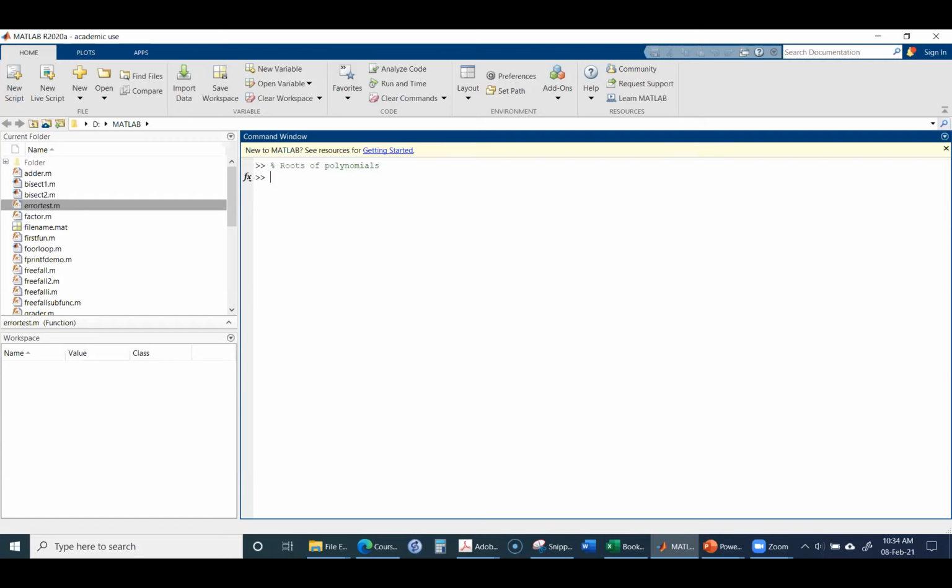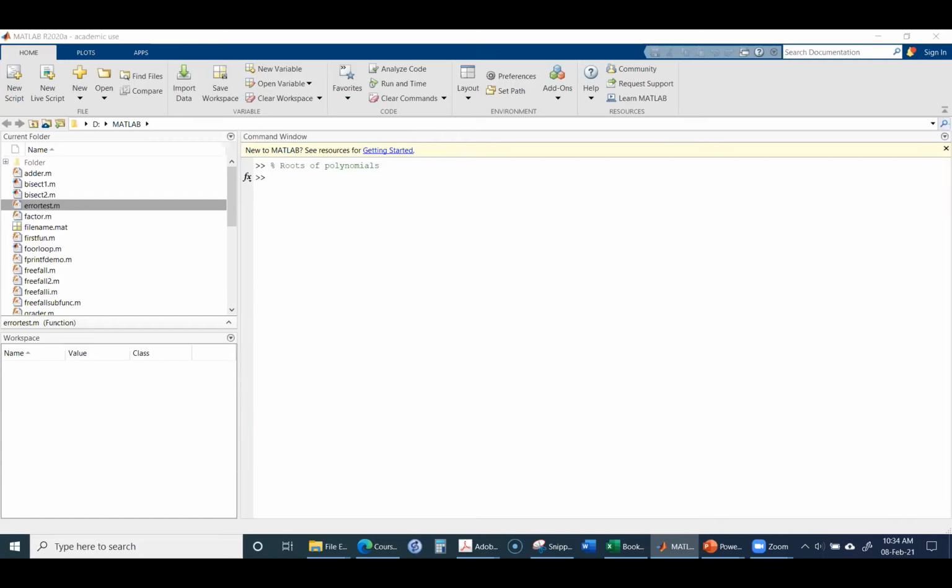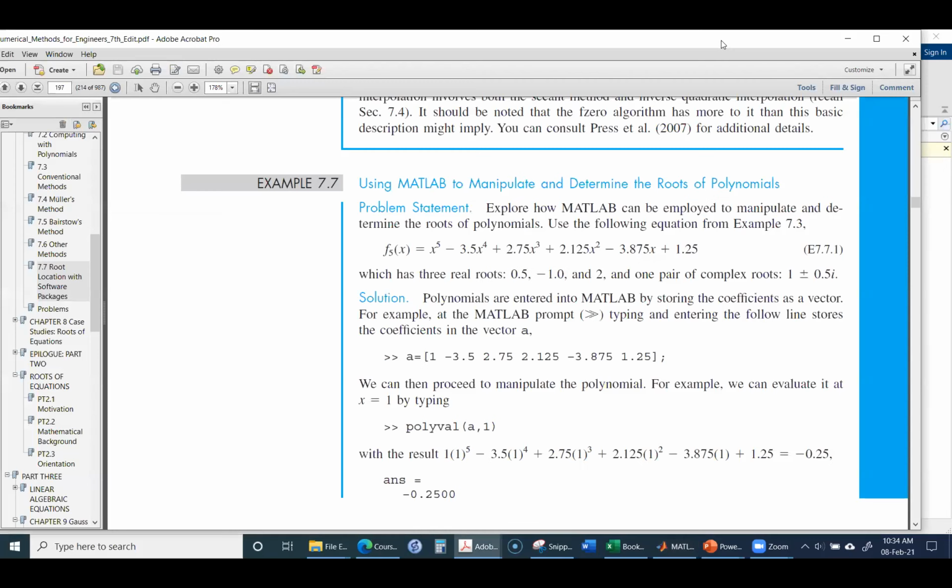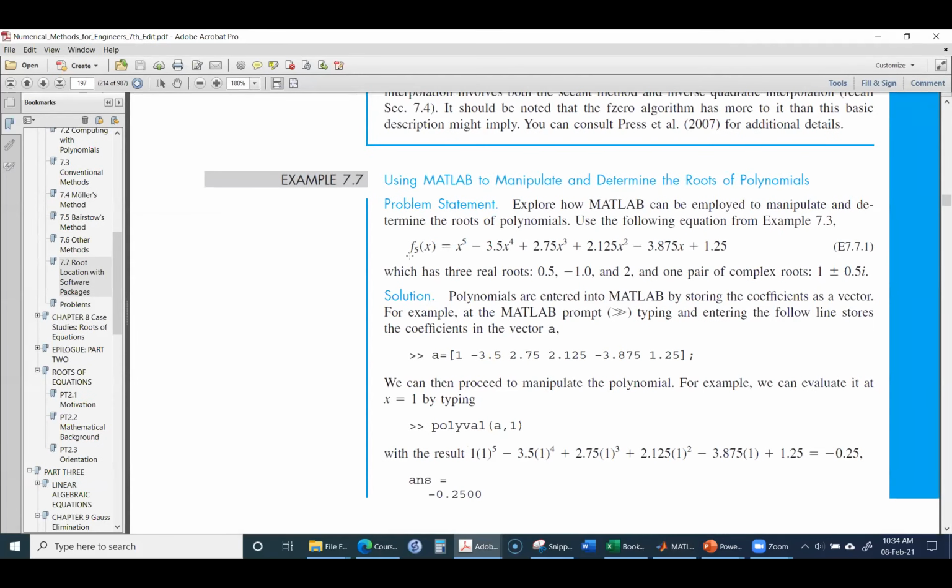Suppose we have a polynomial equation like this. Can you see? f5 of x is equal to x power 5 minus 3.5 x power 4. We have this equation. Suppose we have this polynomial equation. Can you see it?